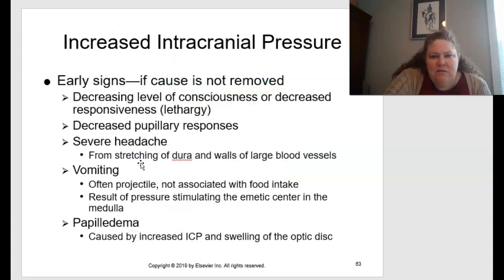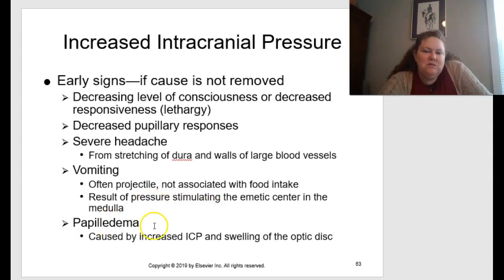So early signs of increased ICP, if the cause is not removed, can include decreasing levels of consciousness or decreased responsiveness, which would be you're lethargic, right? You could have decreased pupillary responses of your eyeballs. You can have severe headaches from the stretching of the dura and the walls of large blood vessels. This can cause vomiting, and this is often projectile and not associated with food intake. And this can result from the pressure stimulating the emetic center in the medulla. And you can also have papilledema, and this would be caused by increased ICP and swelling of the optic disc.